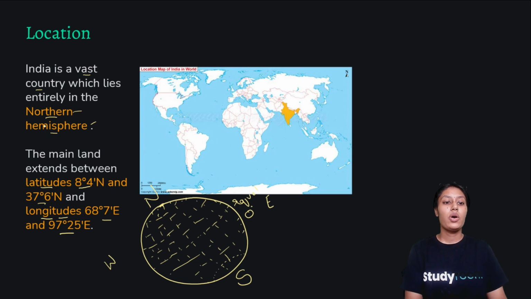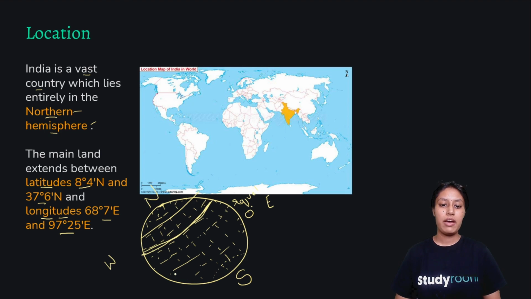Yes, so now coming to location. Latitude covers 8 degree 4 north and 37 degree north, and longitude 68 degree. Now they are further divided into the Arctic Circle. We have the Arctic Circle and the Tropic of Cancer, and in the southern part we have the Tropic of Capricorn and the Antarctic Circle.